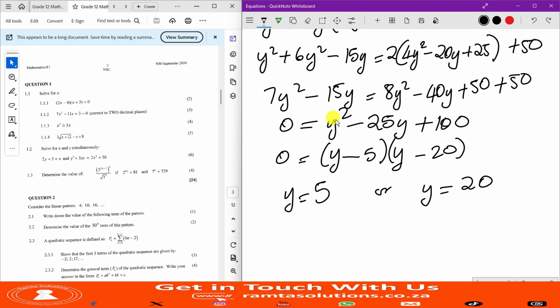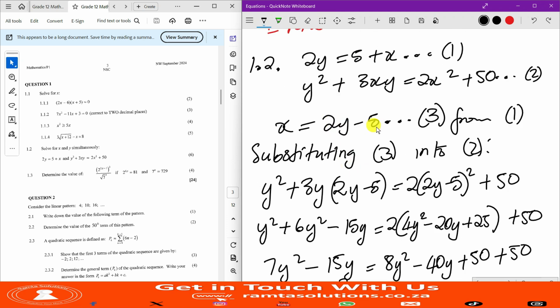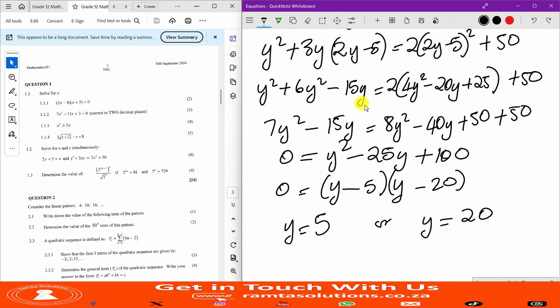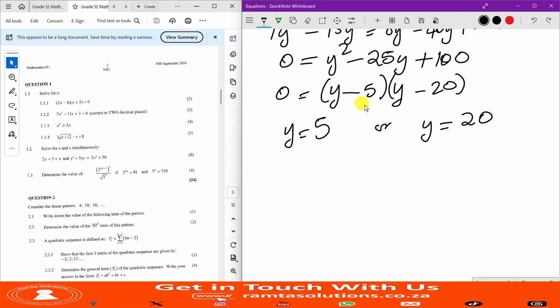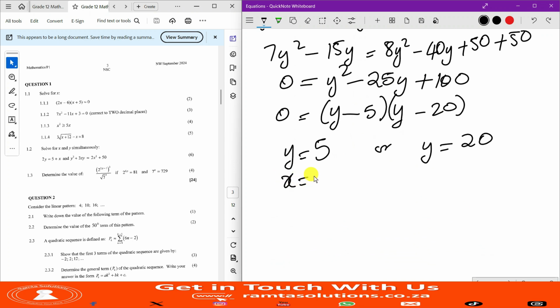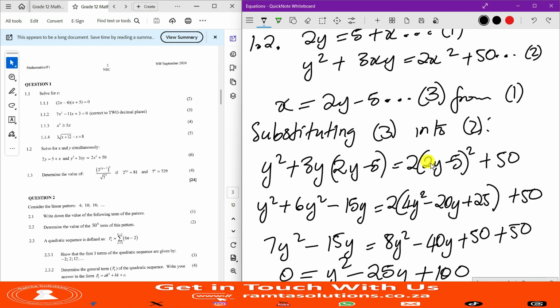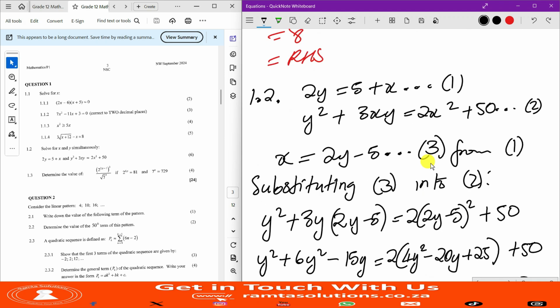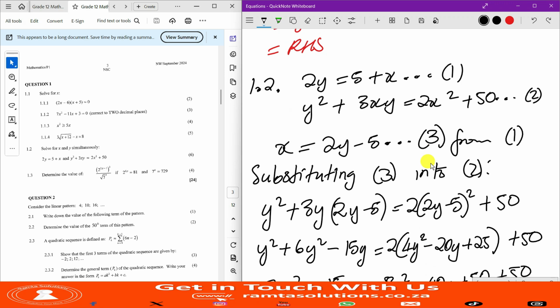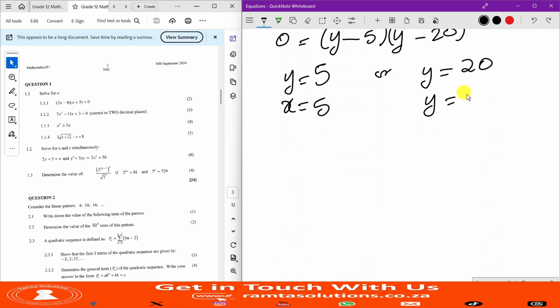So 2 times 5 minus 5. 2 times 5 is 10. 10 minus 5 is 5, isn't it? So x equals 5. And here, we said y is 20. Let's go. 2 times 20 is 40. 40 minus 5 is 35. So x is 35, isn't it? Happy? And these are our answers.